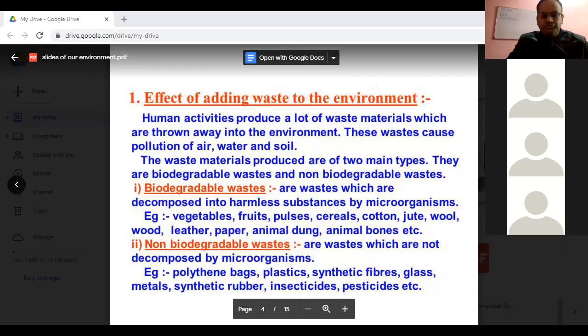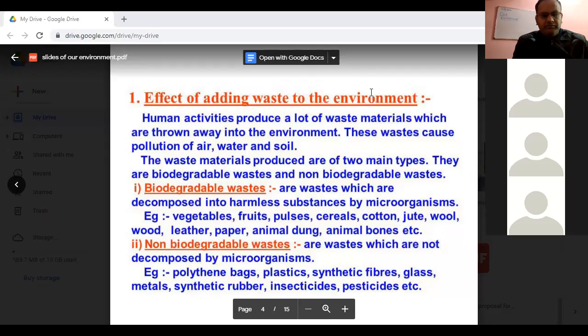Now, my one question to you all: will the biodegradable waste cause pollution to the environment or not? So for this, Michelle Raj, 10A, unmute yourself, Michelle. My question was, do biodegradable waste cause pollution to the environment?